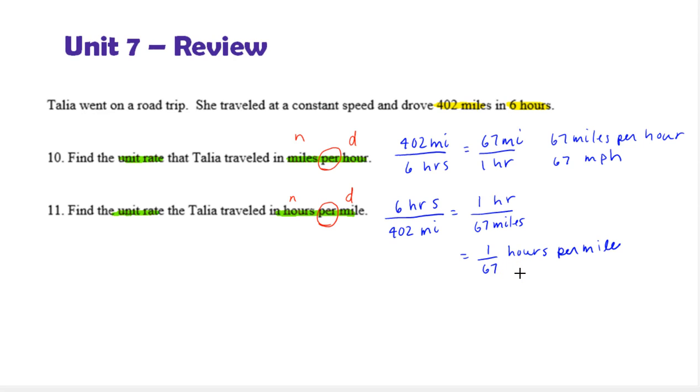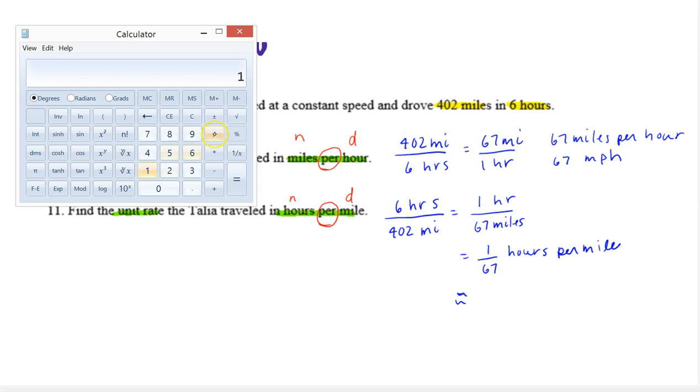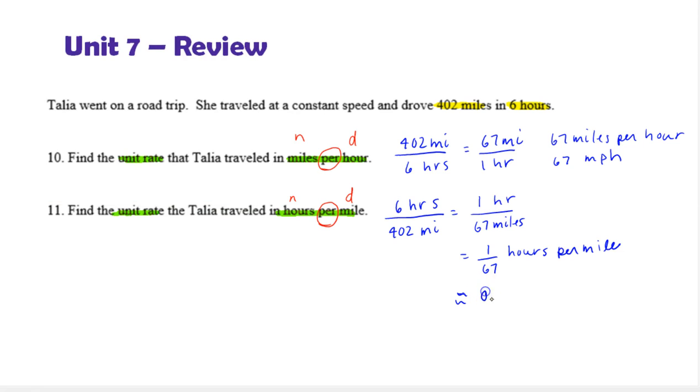Okay, and we can also estimate this with a decimal, so let's do that. And so we'll write approximately 1 divided by 67. We'll use 3 decimal places, so 0.015. So 0.015 hours per mile. So again, every mile takes about 0.015 hours to travel. Let's look at the next one.